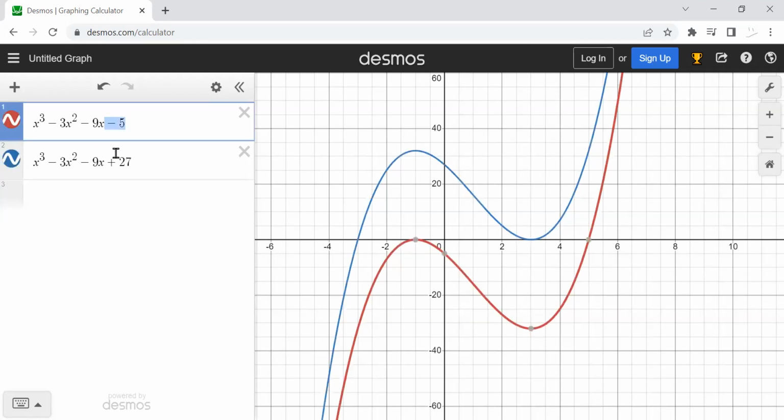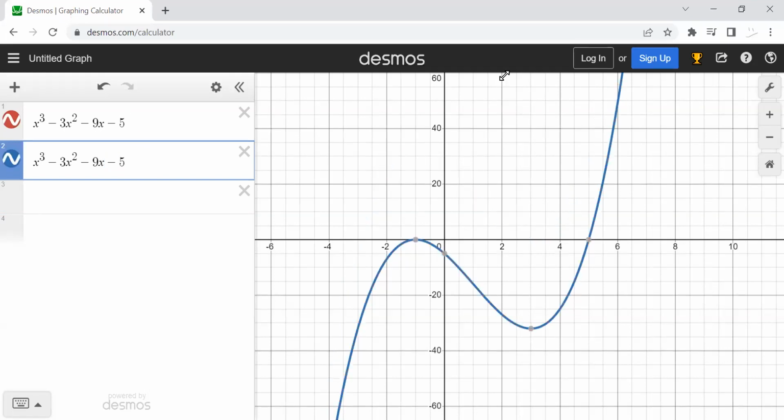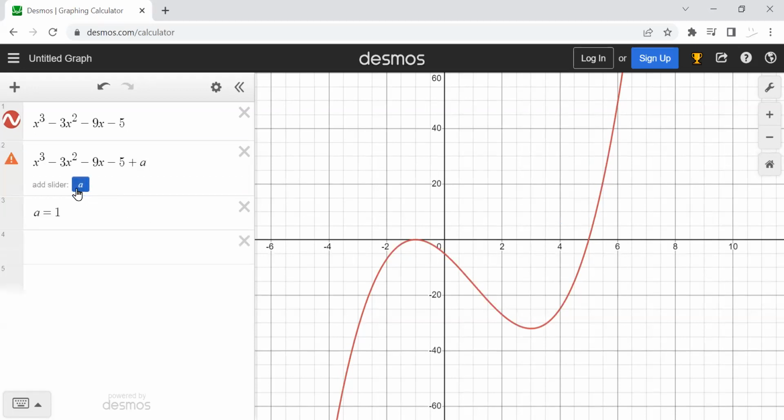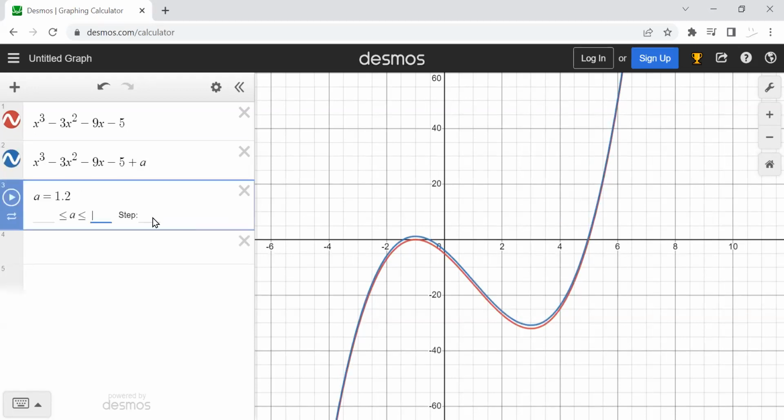When you change from -5 into +27, can you see a pattern? Move up by 32. Yes, correct. Move up, that's the main thing. It's translated upwards by 32 units. Let me give you a demonstration. Like for example, -5 plus a, and then I add slider a, and I need to go up to 33.